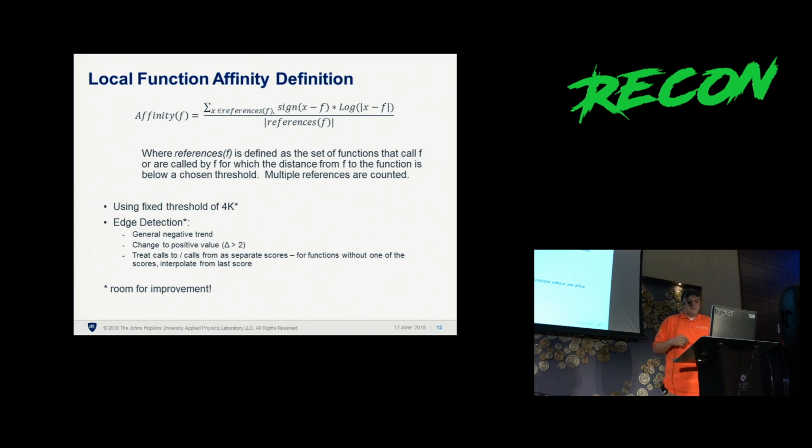So for the edge detection, all we're looking for in this score is that negative trend and a switch back to a positive value. A quick note, if you are trying to recreate this: I'm treating the calls to the function and calls from the function as separate scores. If either of those ends up with no score, I'm interpolating it based on the previous function's score.